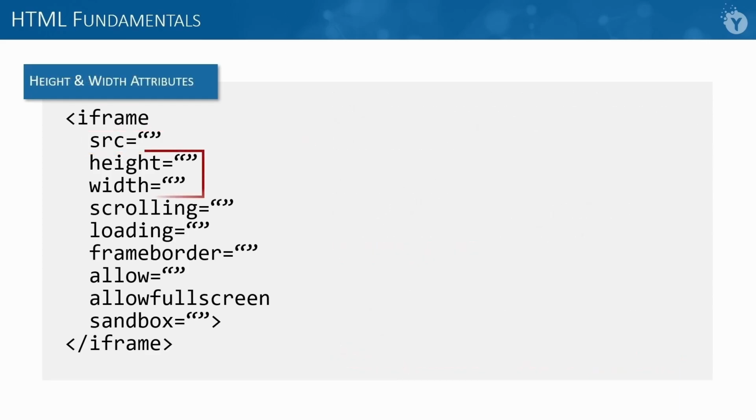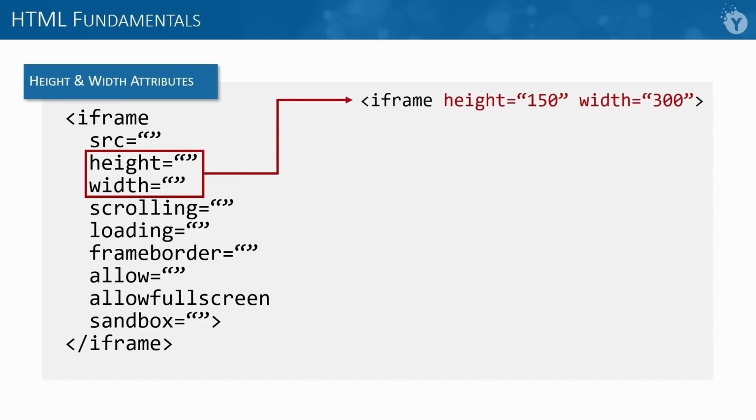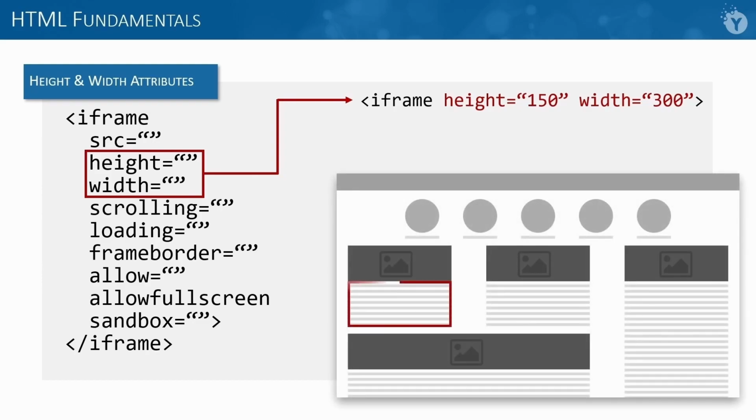The next attributes are height and width. These expect numerical values in pixels, with the defaults being 150 pixels high by 300 pixels wide. Note that we don't need to specify the measurement units here, such as px. Just basic numerical values which represent the amount of space that the iframe will take up on our web page.